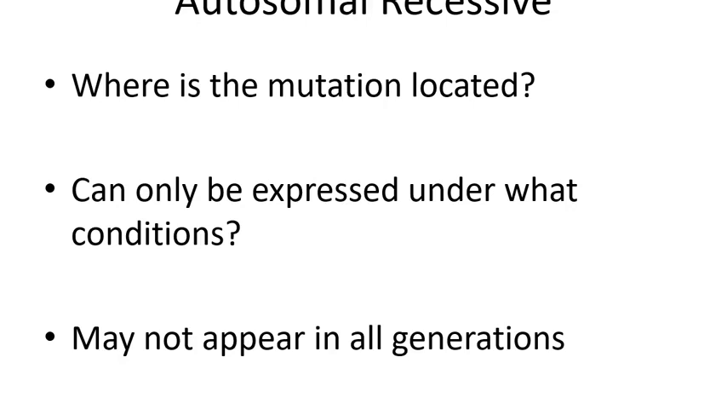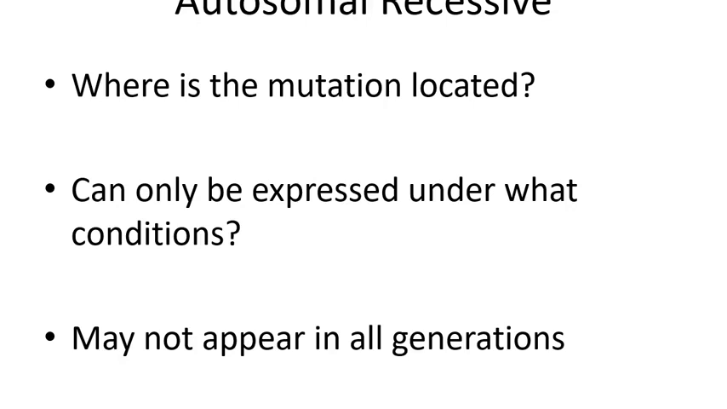If they only had one mutation, the mutation from one parent and a normal chromosome from the other, then they would be a quote-unquote carrier of the condition, but not have the disease itself. So it may not appear in all generations. It may skip, and it usually first appears in siblings because the parents are both carriers.